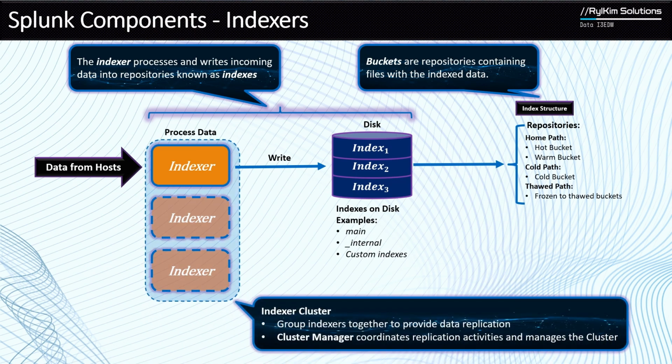So when you do this kind of grouping, that is what we refer to as an indexer cluster. So you actually group indexers together to provide data replication across the different indexers. And when you do this kind of configuration, then you have a special management component that we spoke about already, known as the indexer cluster manager. And the role of the indexer cluster manager is to coordinate those replication activities. Make sure that the data that you are ingesting is being replicated correctly across the indexers, so that if one indexer fails, you still have access to the same data set. It's going to look like nothing actually happened. And it also manages the cluster.